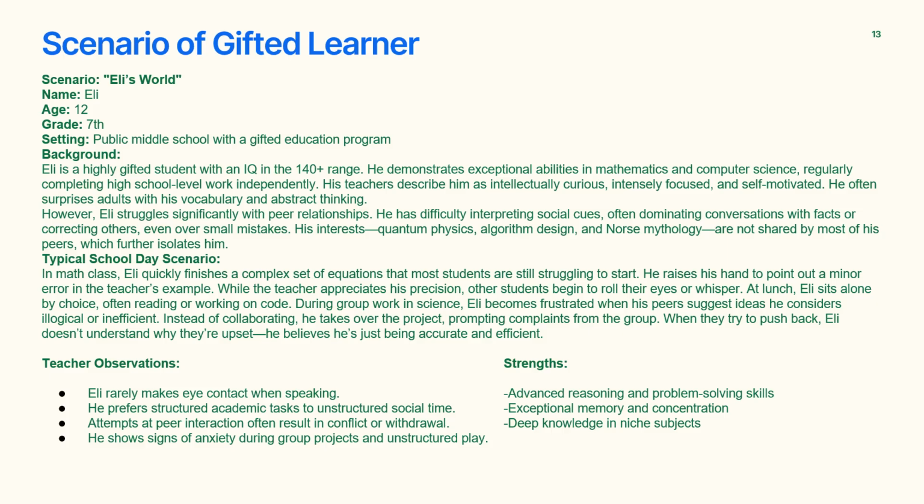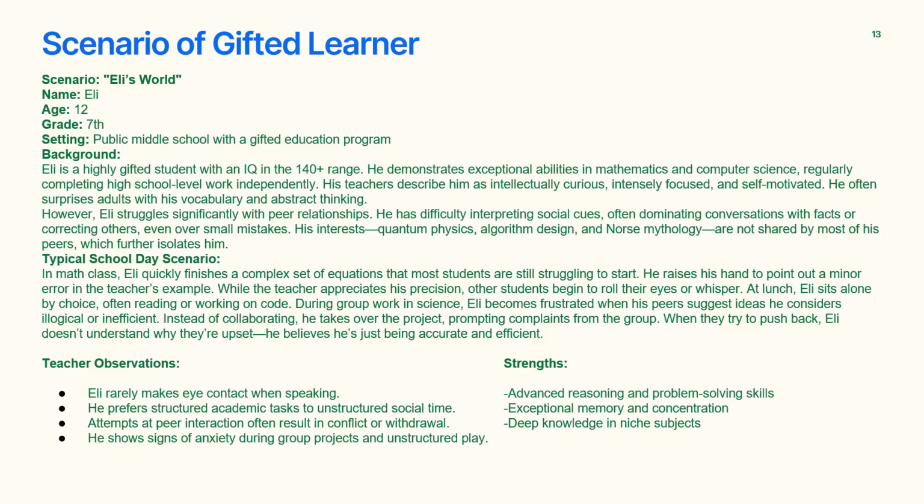During group work in science, Eli becomes frustrated when his peers suggest ideas he considers illogical or inefficient. Instead of collaborating, he takes over the project, prompting complaints from the group. When they try to push back, Eli doesn't understand why they are upset. He believes he is just being accurate and efficient.